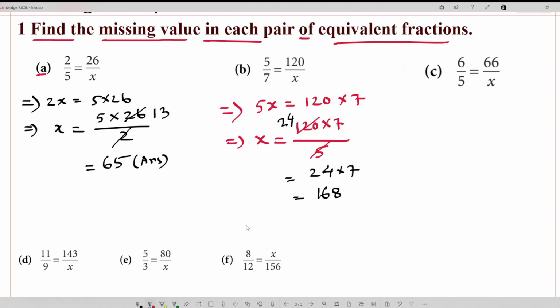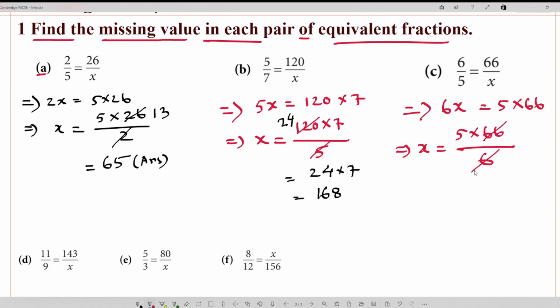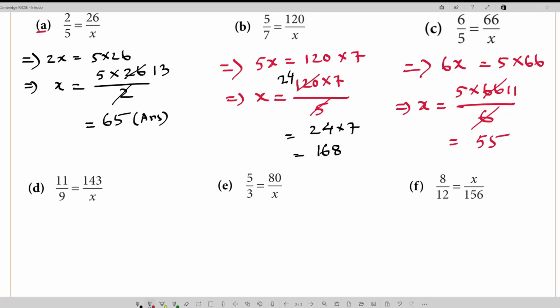Look, here is also the same cross multiplication. So here is 6x equals 5 times 66. So we can divide both sides by 6. So x equals 5 times 66 divided by 6. So 66 divided by 6 means 11. Our answer is 55. Number D.